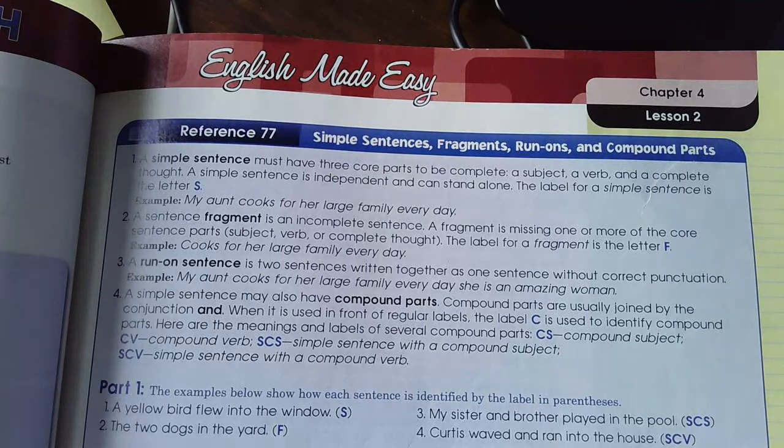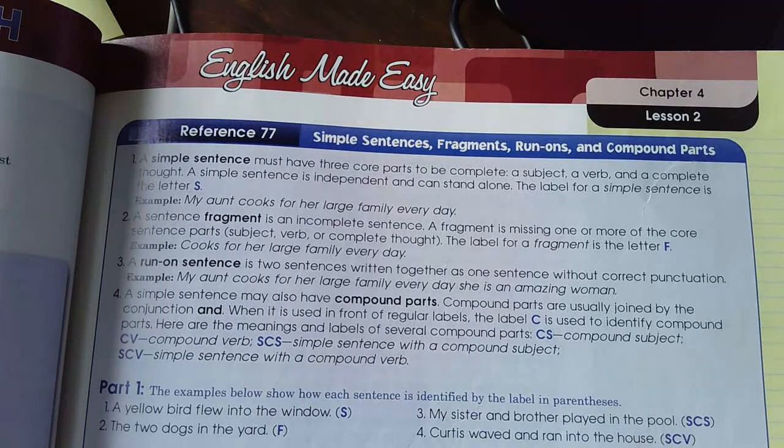Okay, we're going to look at part 1. The examples below show how each sentence is identified by the label in parentheses. Okay, everybody read number 1 with me. A yellow bird flew into the window. Okay, why does it have an S after it? Because it's a simple sentence.